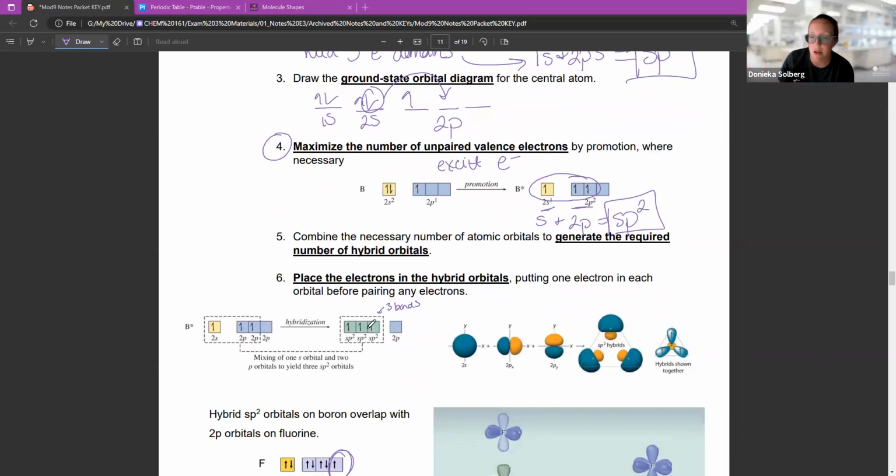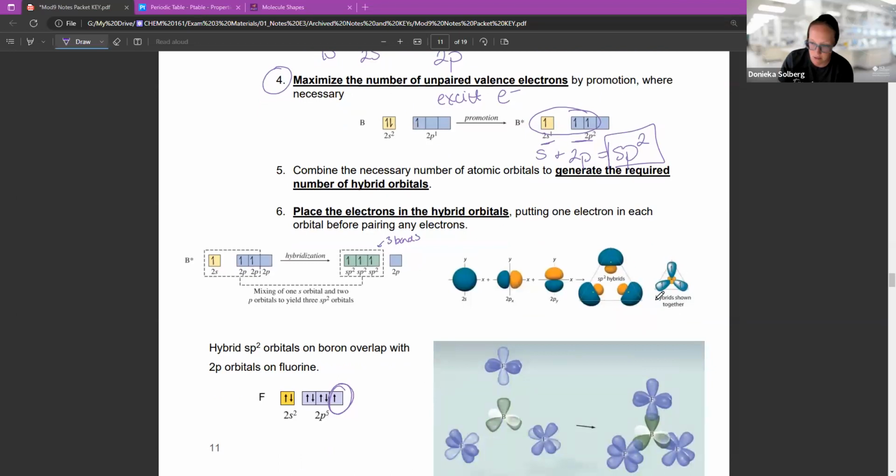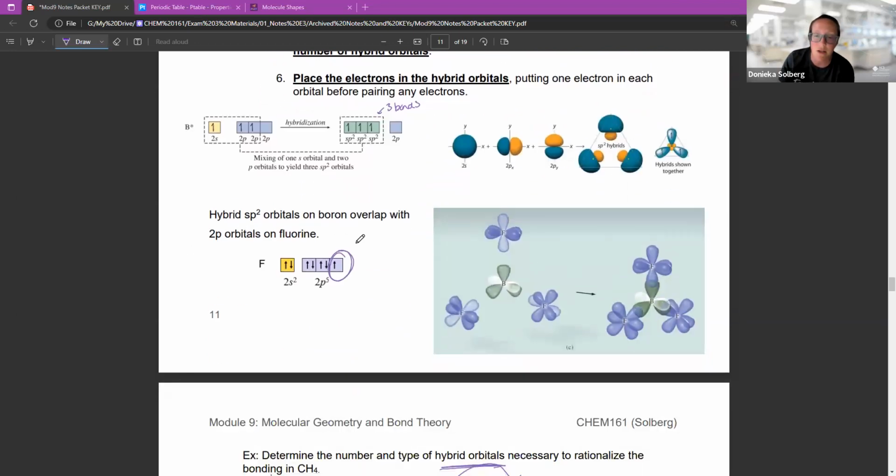So now that these hybridized, I have 3 sp2 orbitals. This guy's still empty over here. And I have 1 in each, so each of these can overlap. And then this is what they look like. And then they can do all their bonding with that 1 electron from fluorine. Okay, so it works kind of the same way. So maybe try the next one on the next page kind of by yourself, and I'll walk you through it.